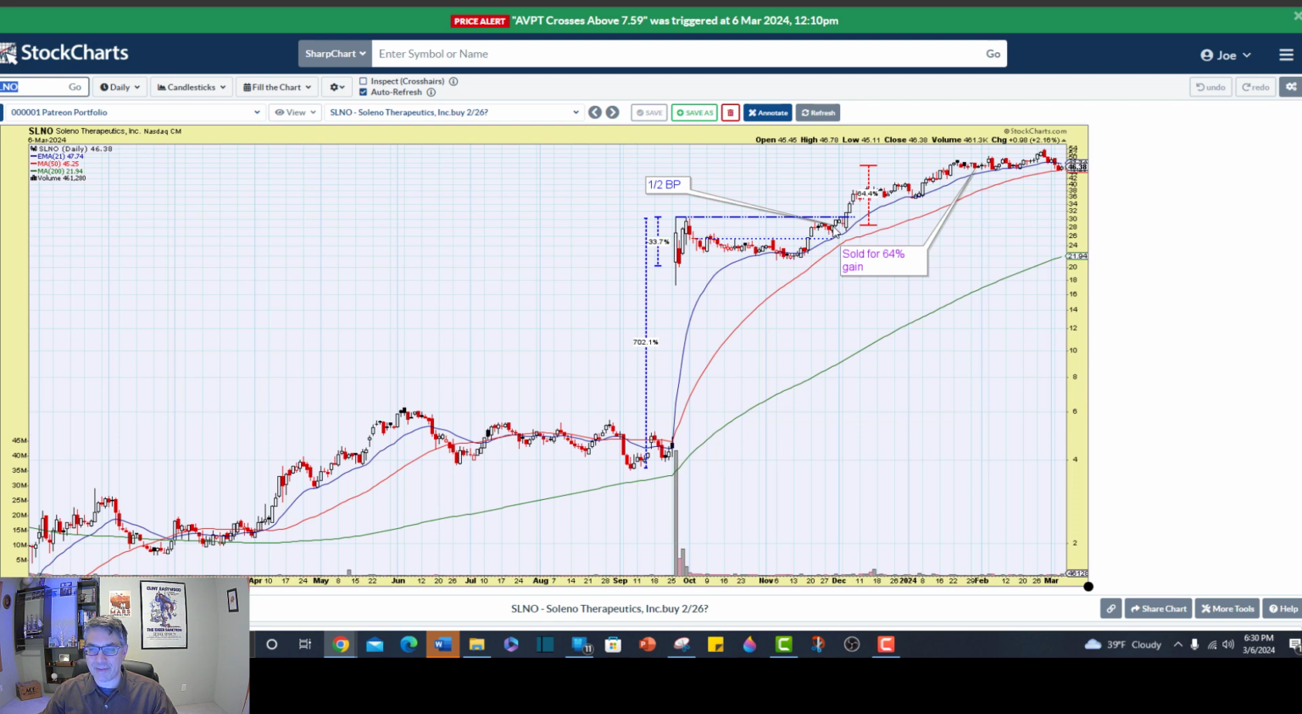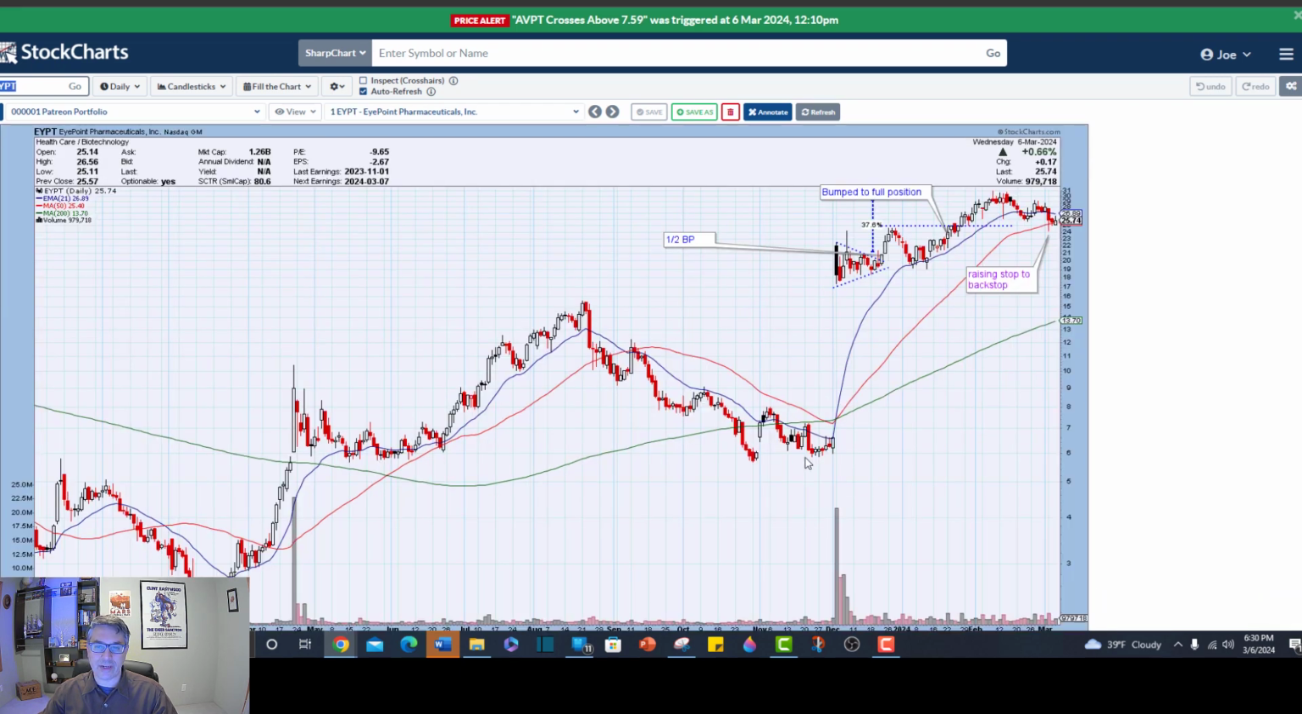I put on half a position, should have put on a full position there. I don't know why I did not. Sold it for a 64% gain, and it's not doing anything wrong technically, as long as it stays above this 50-day moving average. We certainly could have continued to hold it.